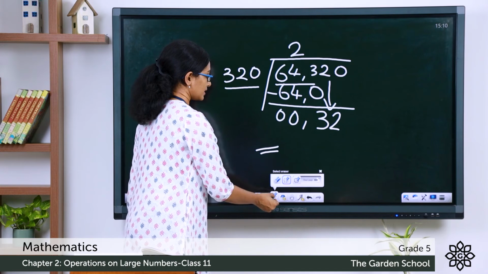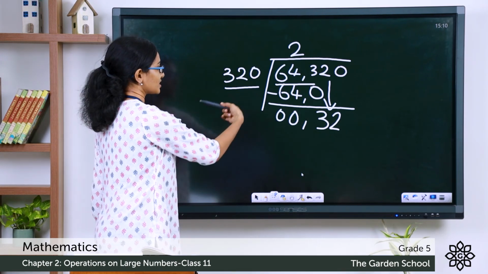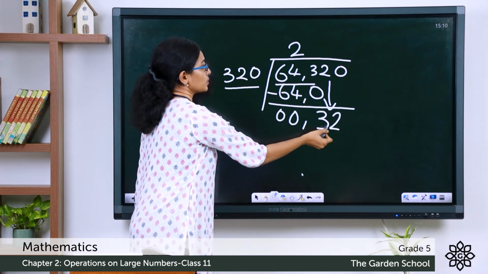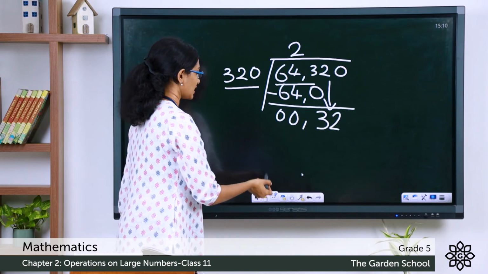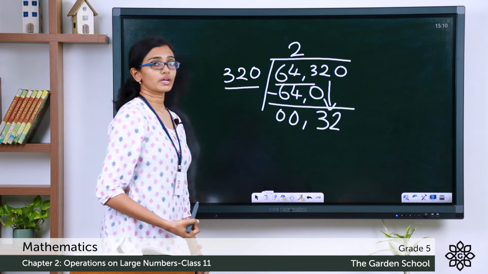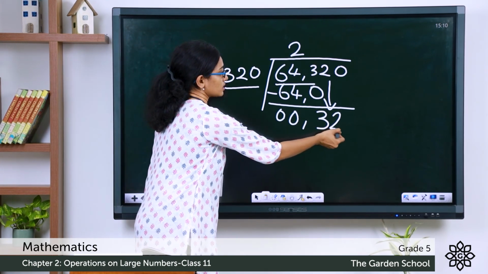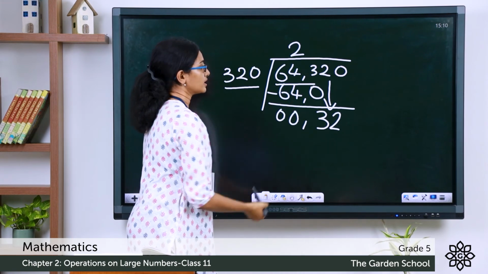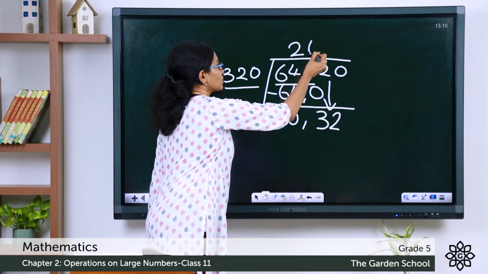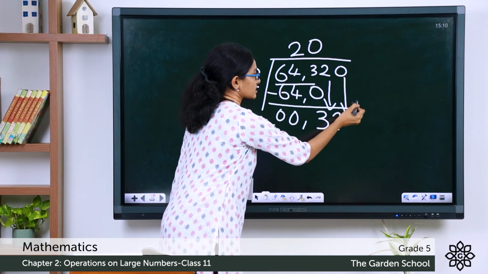Now, can we divide this 32 by 320? No, this is a 3-digit number and this is a 2-digit number. 320 will not go in 32. So, in that case, there is one more digit that you have to bring down. So, the division is still not complete. We cannot divide 32 by 320, that is not enough. So, in that case, we will put 0 in the quotient, then bring the next digit down.